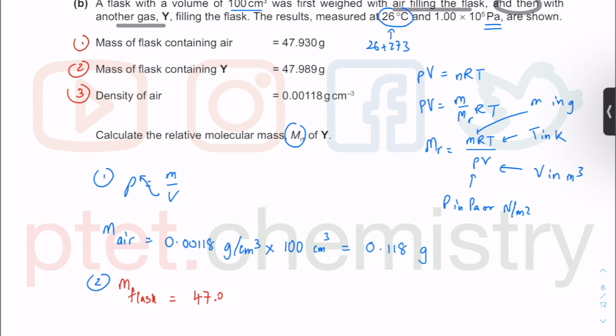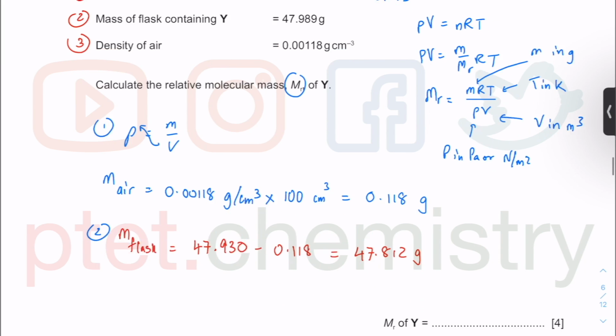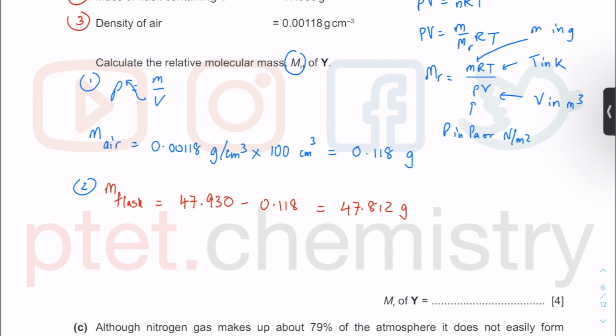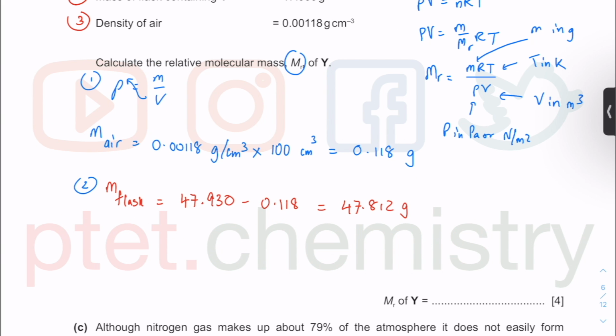So it's going to be 47.9, what am I doing here? 930 minus 0.118 gram for the air. So what I get is 47.812 gram. Running out of space here. I wonder whether I can squeeze my working down.